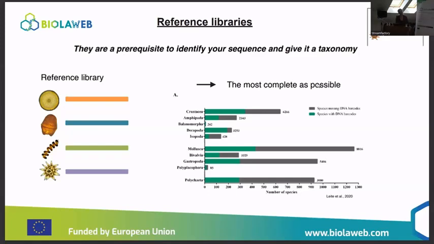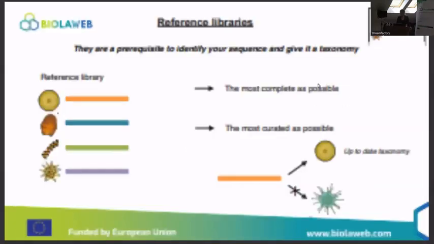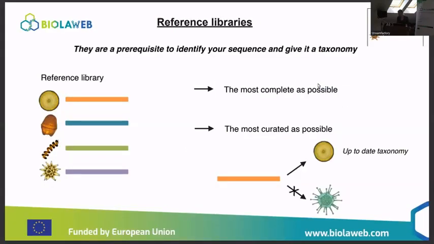Here you have a study where they investigated microinvertebrates in the Mediterranean Sea, I think, and you have in green, for different groups of microinvertebrates, the sequences that could be identified, and in gray, the ones that couldn't be identified. So it is really an ongoing process to complete those reference databases, but it's a long process and it takes time. And also you want your reference databases, libraries to be the most curated as possible. That means that you have the true taxonomic identification of your sequence that you can rely on.